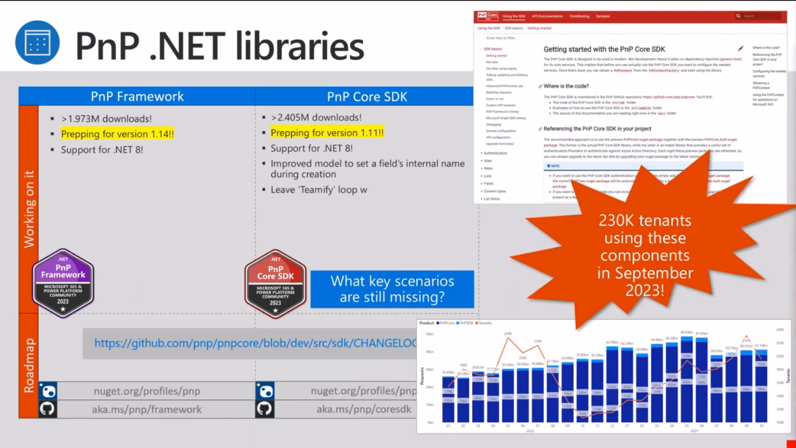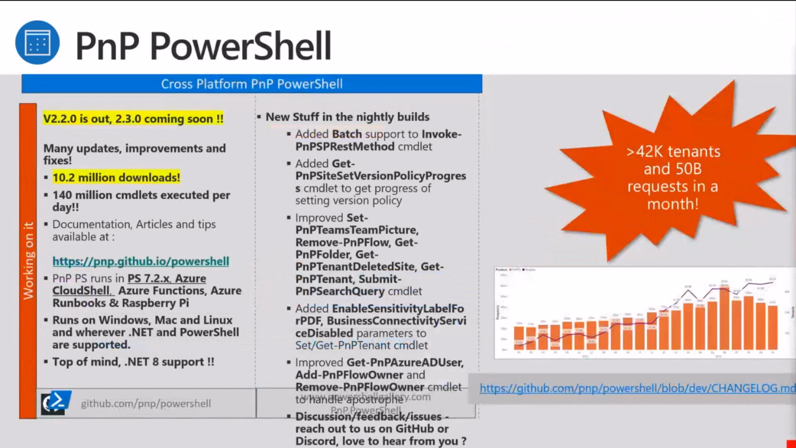Thank you all. There we go. Now I'm unmuted. That's pretty cool. 200,000 tenants using this component. That's pretty mind-blowing. So Gautam, your turn.